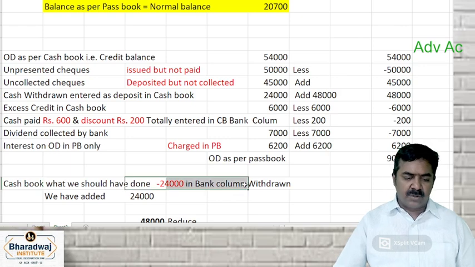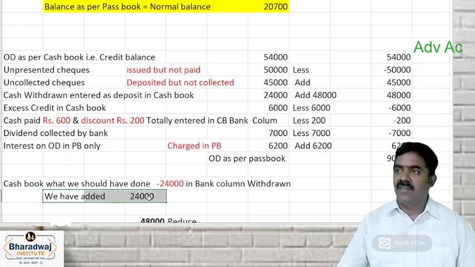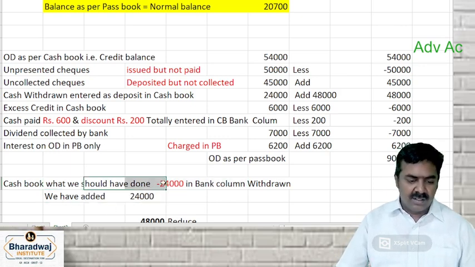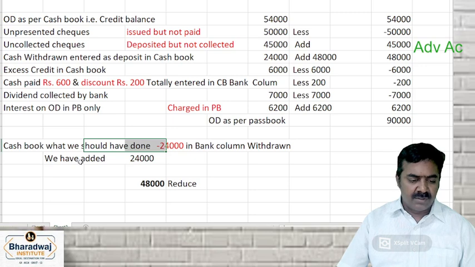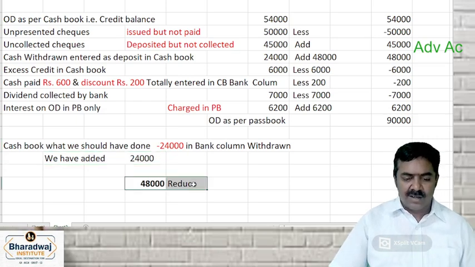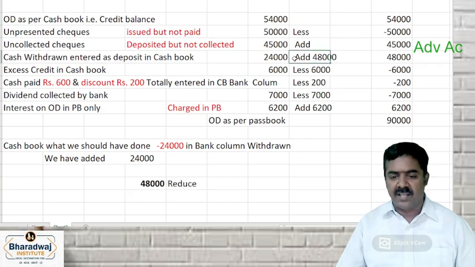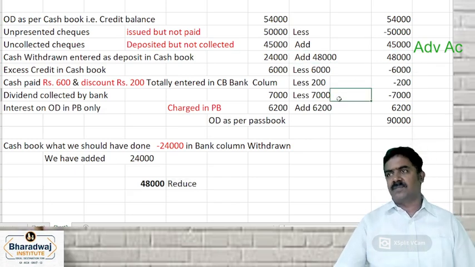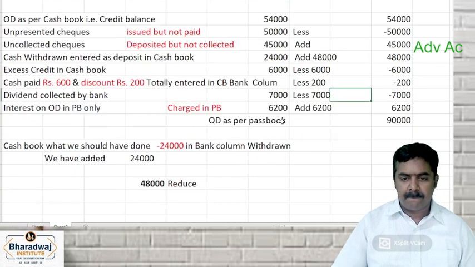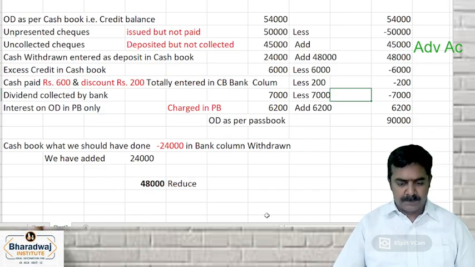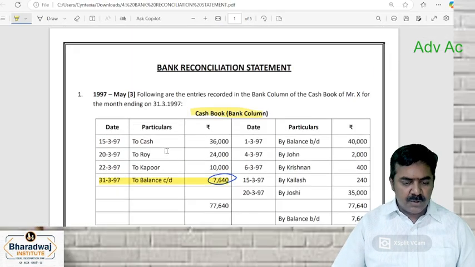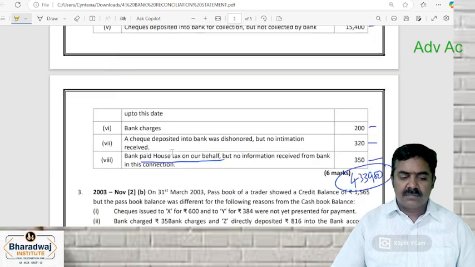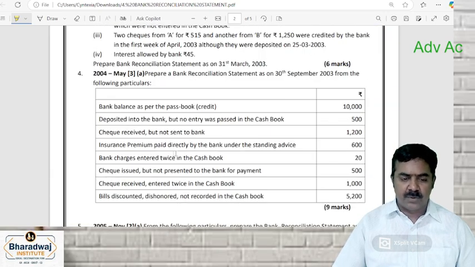We should have reduced 24,000, but wrongly we have added 24,000. For what we did directly, we should do it once, and for wrongly adding, we should reduce once. Double the amount we should reduce. But since OD is the starting point, we add 48,000. Done now. This is which one? Balance as per cash book, starting point which one?